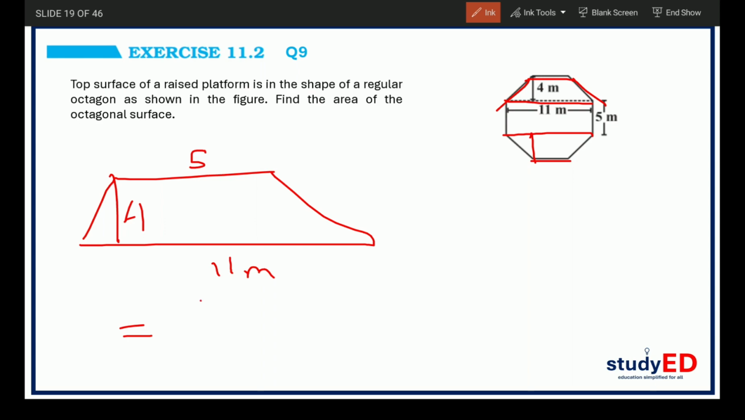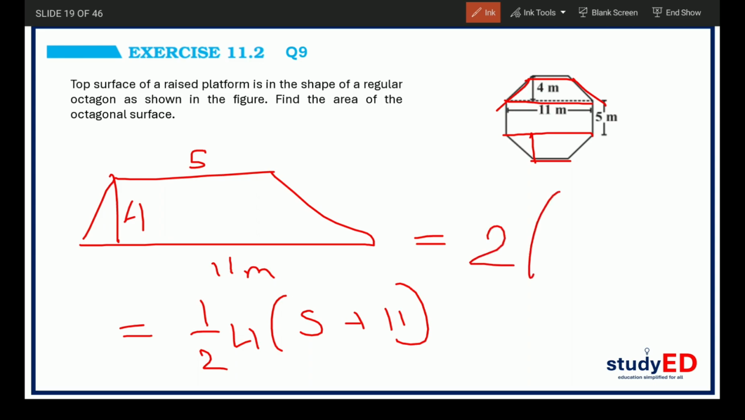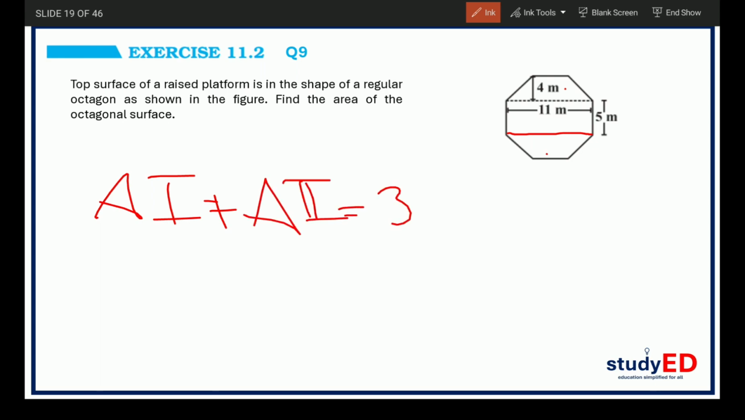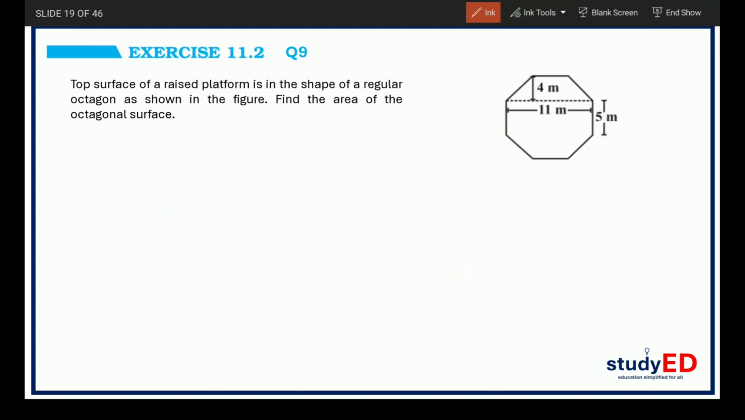So now using the formula 1 by 2 into 4 into (5 plus 11). Simplifying that, 4 by 2 is 2, 5 plus 11 is 16, and that gives us 32 meters square. So now we'll find the area of one trapezium, which means this area is the same for this as well. So now both the trapeziums, area of 1 plus area of 2 is 32 into 2, aka 64 meters square. Now we just have to calculate the area of the rectangle. That's going to be very easy.